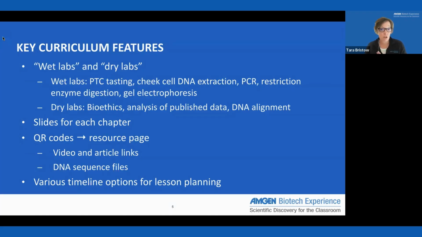So these laboratories are a great complement to the Foundations of Biotech series and allow students to reinforce the skills learned. The 4 computer or discussion-based dry labs include exploring bioethics of precision medicine, data analysis, and sequence alignment. There are accompanying slides for each chapter and QR codes throughout the guides that link to the resource page where you can find videos, articles, and the DNA sequence files. There are also examples of various timeline options for lesson planning, which we will take a look at now.